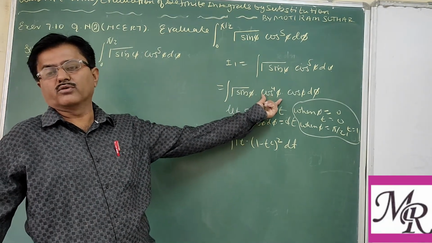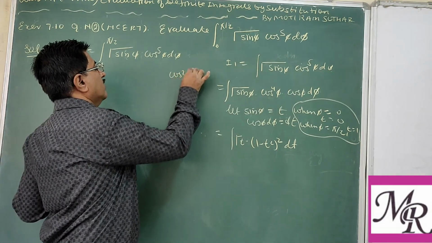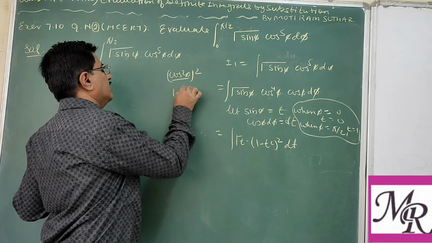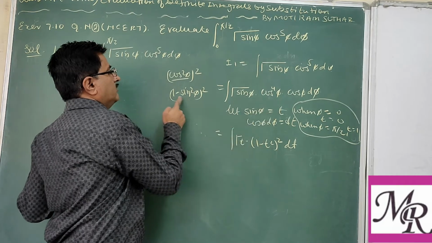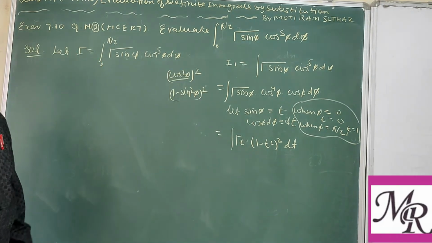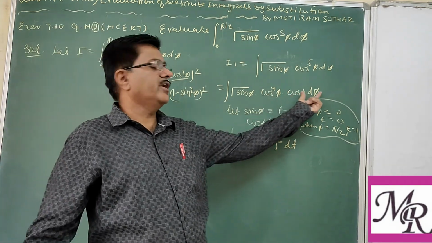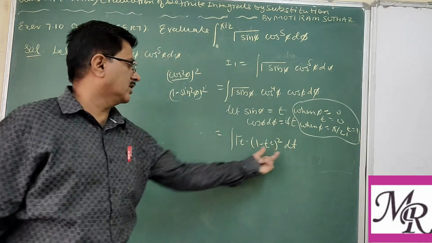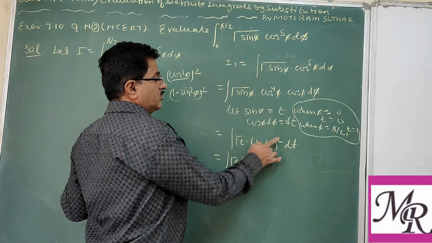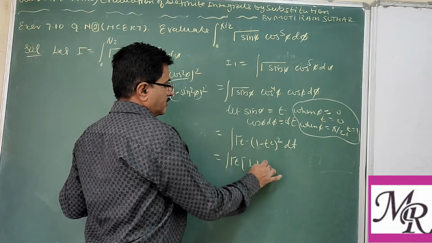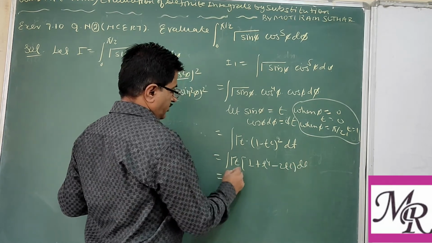Cos power 4 can be written as cos square whole square, and cos square is 1 minus sin square, and sin we are taking as t. So 1 minus t square whole square, that's why we wrote this, and this cos phi d phi is dt. Now multiply by root t. This is a minus b whole square, so 1 plus t power 4 minus 2t square, and this whole is multiplied with t.